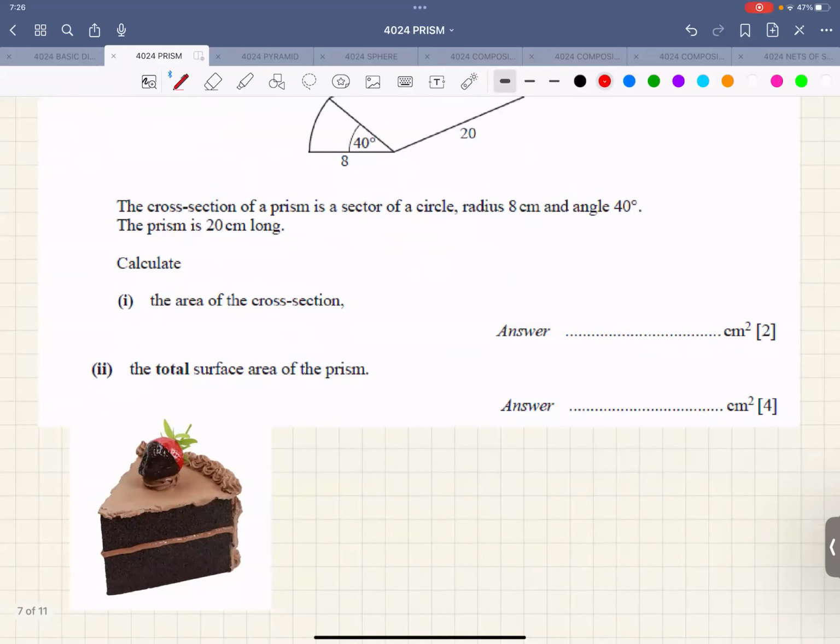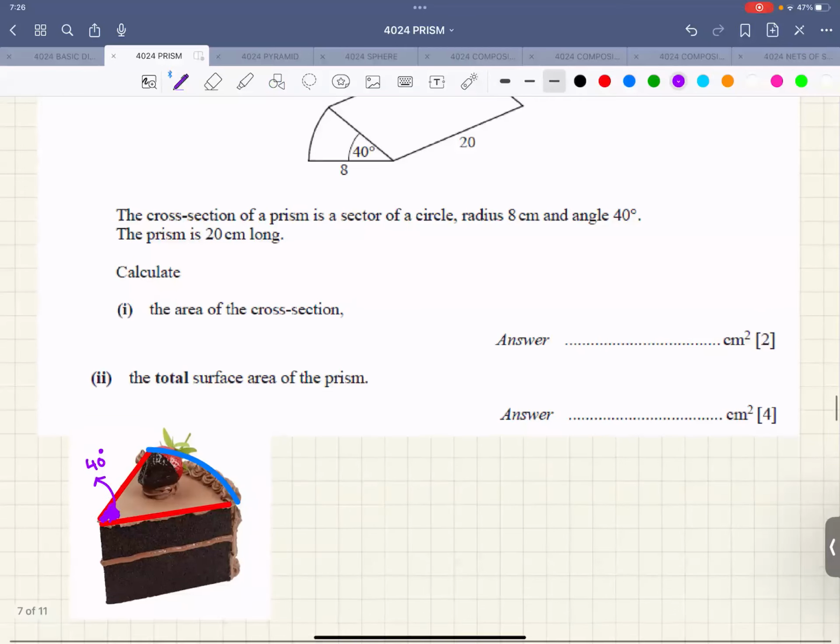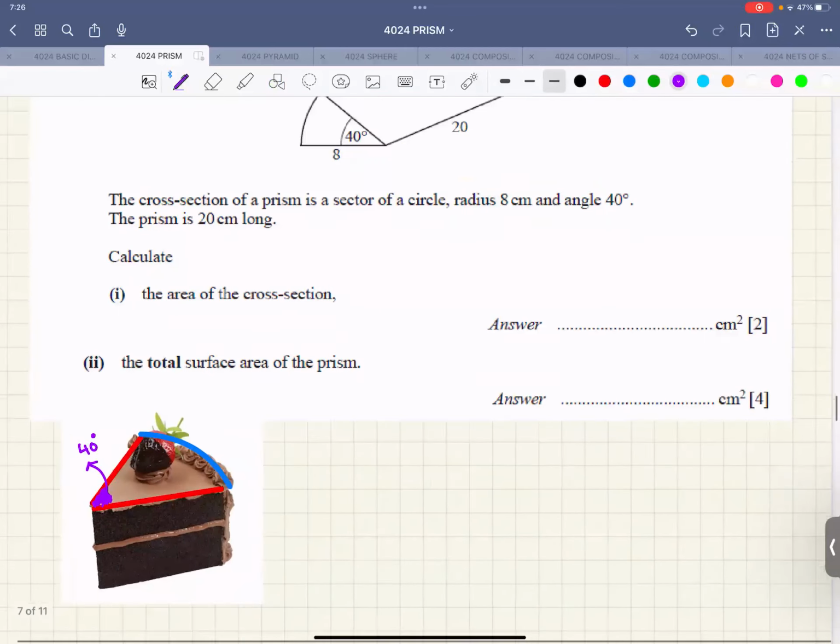So a red line over here like this. Another red line over here like this. And then let me draw this curvature over here. Now let me label this angle over here as 40 degrees. So this thing over here, this is 40 degrees. And the radius over here is 8.